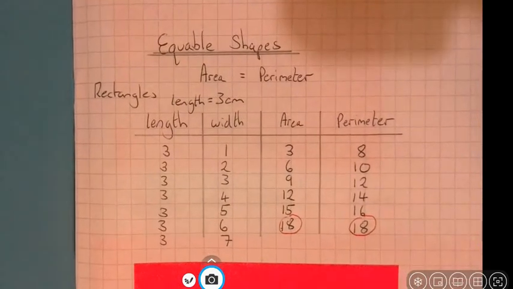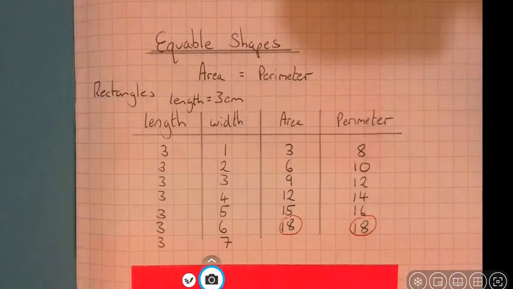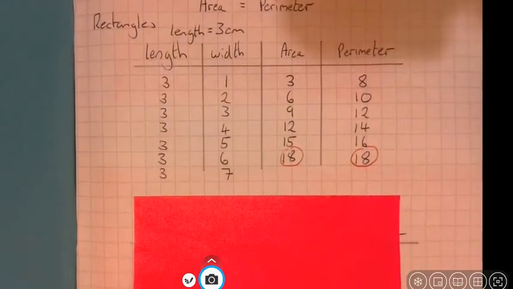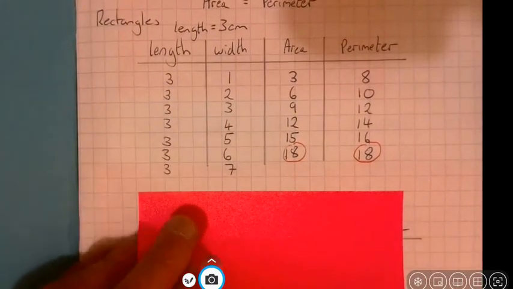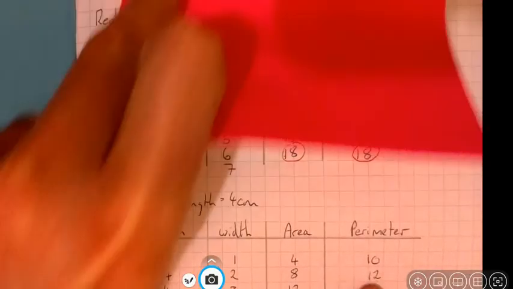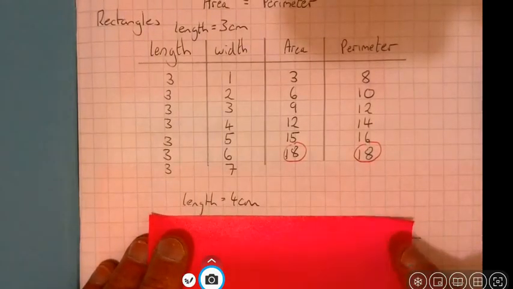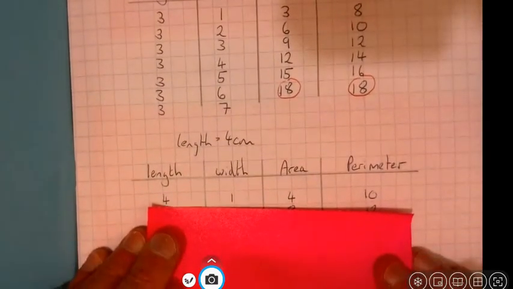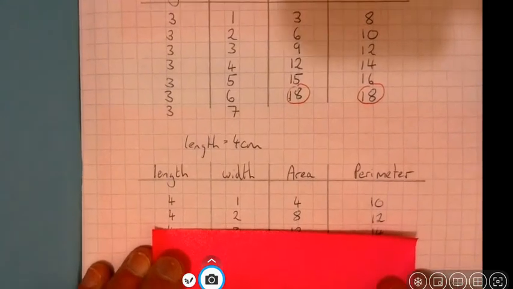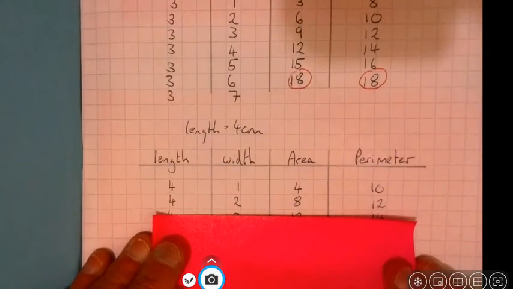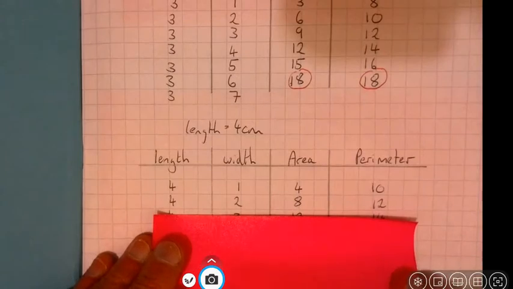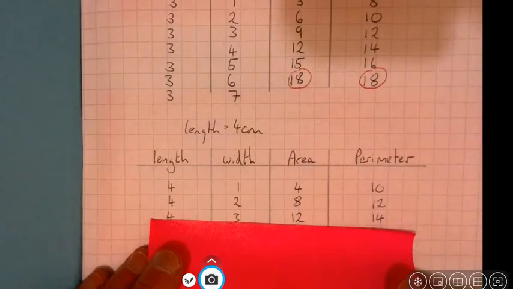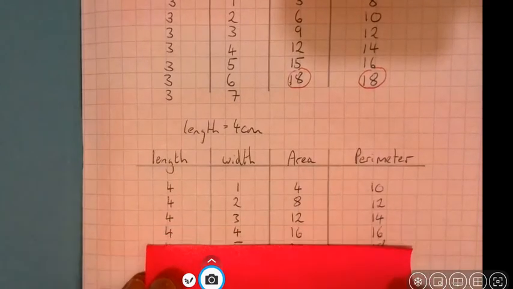So what would we then decide? We tried a length of 3, so maybe try a length of 4 and do exactly the same thing. 4 by 1, 4 by 2, working out the area, working out the perimeter, and putting it in a nice, neat table. 4 by 3. Keep going. See if the areas and the perimeters end up being the same.